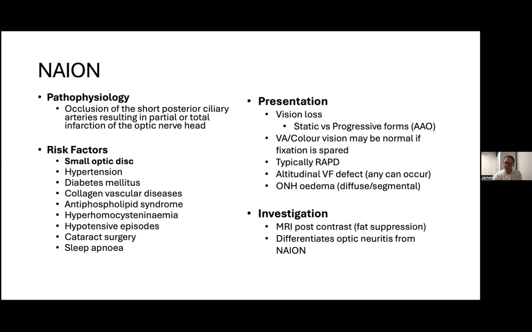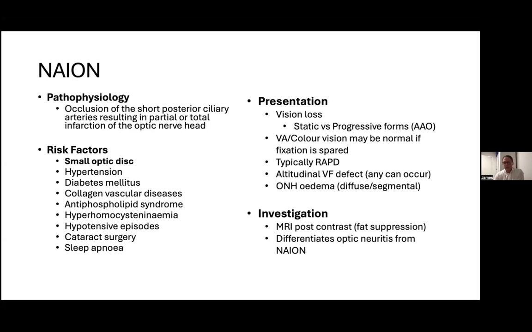In terms of presentation, there is usually vision loss to some extent, though not as significant as the arteritic form. There can be color loss as well, although this may be maintained depending on the severity and duration of the insult. Typically there are neural deficits on presentation, and usually there is some optic nerve head edema. You have to rule out papilledema or raised intracranial pressure, as well as optic neuritis.